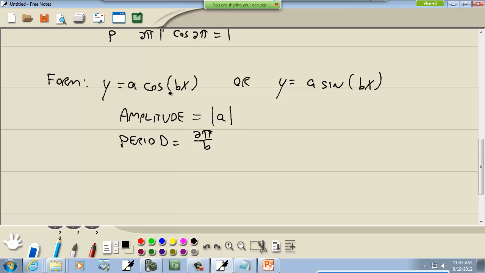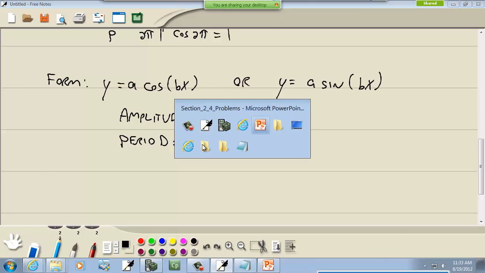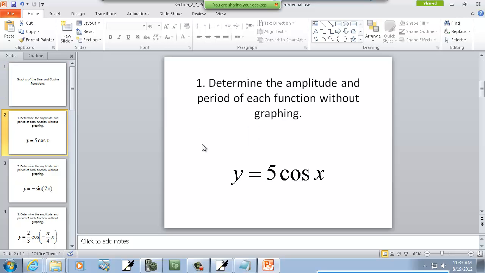Now, if I just had y is equal to cosine x, there's no number for the cosine, no number for the x, it's just 1 and 1. And that's why amplitude is absolute value of 1, which is 1. So that's why it goes between negative 1 and 1. And your period is 2 pi over 1, which is just 2 pi. Well, let's take a look at some problems where we have different values there.